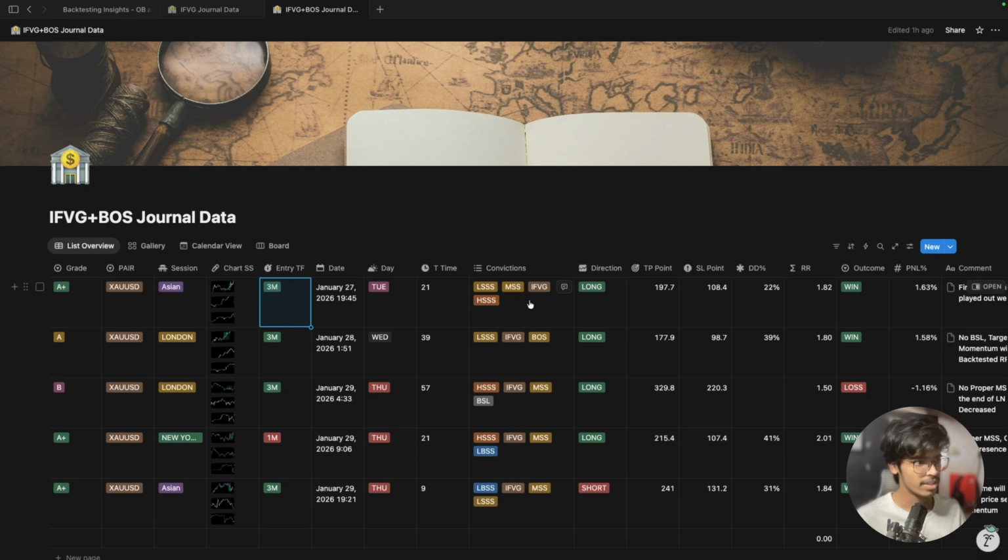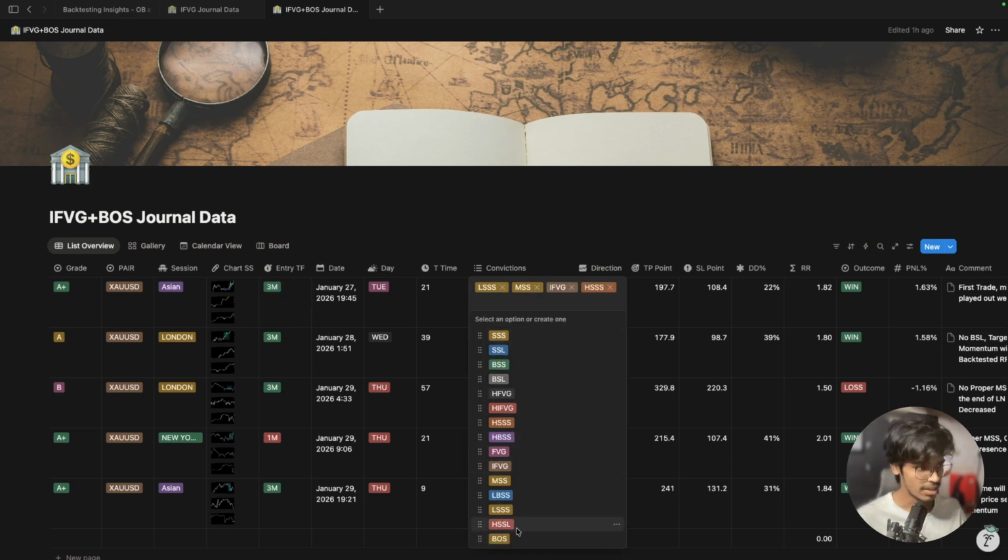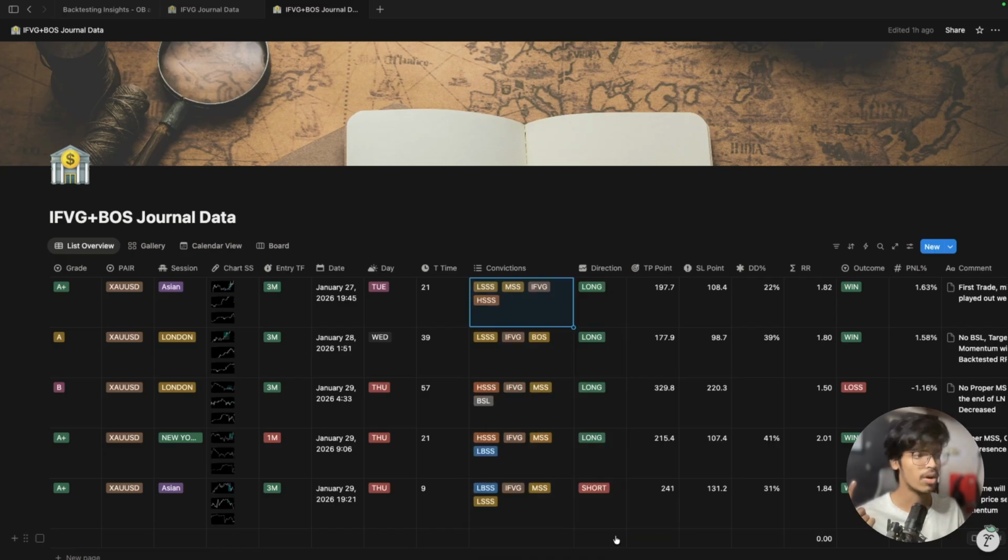So basically you can see there's a lot of things. Okay, and you might not understand all of these things. There are some of the things you will understand yourself, but let me just read out to you. SSS means sell side sweep, then sell side liquidity, buy side sweep, buy side liquidity, higher time frame fair value gap, higher time frame inverted fair value gap, higher time frame sell side sweep, higher time frame buy side sweep, fair value gap, inversion fair value gap, market structure shift, lower time frame buy side sweep, lower time frame sell side sweep, high time frame sell side liquidity, and break of structure. You can add anything, you can subtract anything according to your conclusion.